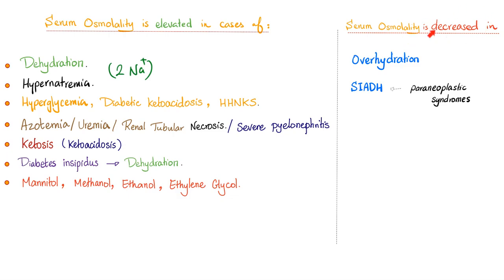Serum osmolality is low in cases of overhydration. Absolutely. I have too much water. My plasma is diluted. The serum osmolality is dropping like a rock. And syndrome of inappropriate ADH. Too much ADH in the system, too much absorption of free water. My plasma is very diluted, and this is a low serum osmolality.